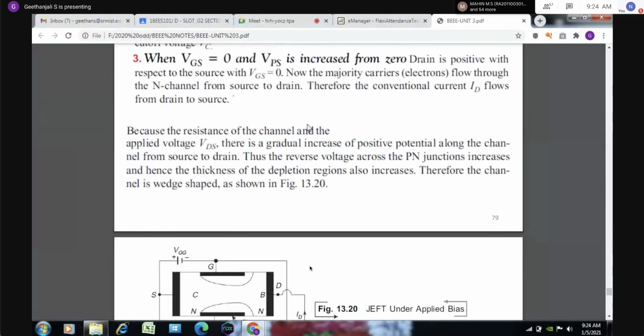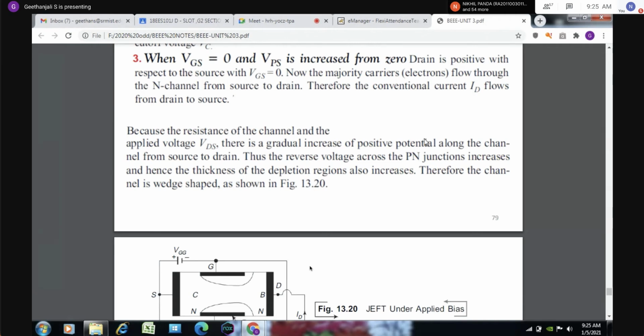The third case is VGS equal to 0 and VDS increased from 0. Under this category, the drain is positive with respect to the source with VGS equal to 0. Now the majority carriers, that is the electrons, flow through the n channel from the source to drain. Therefore, the conventional current ID, the drain current, flows from drain to source.